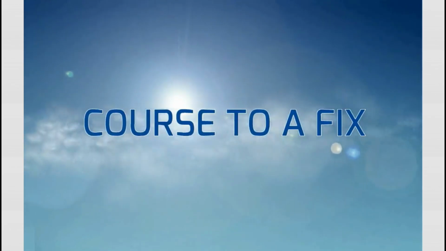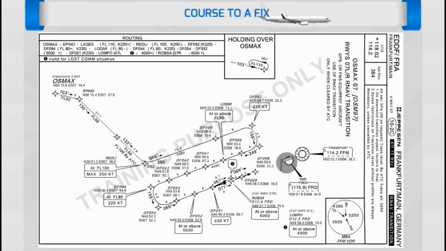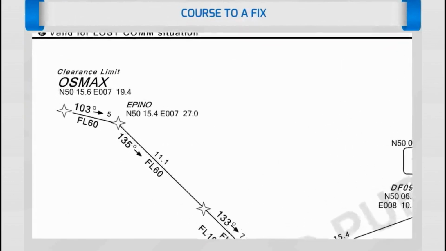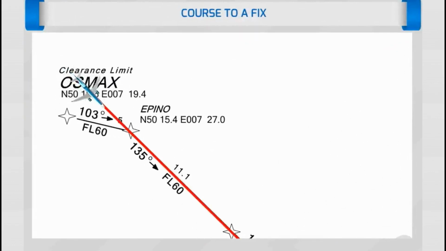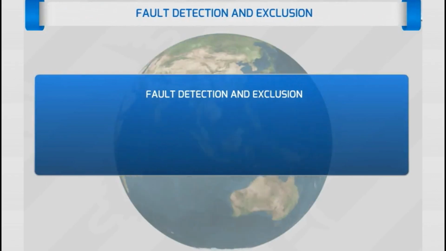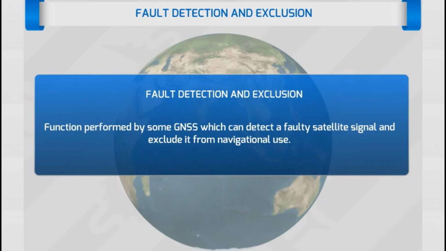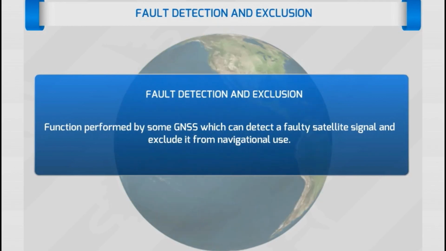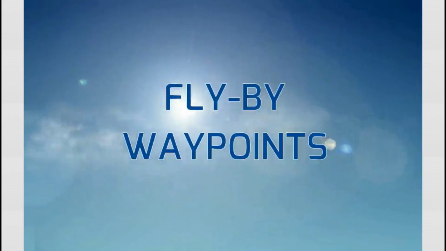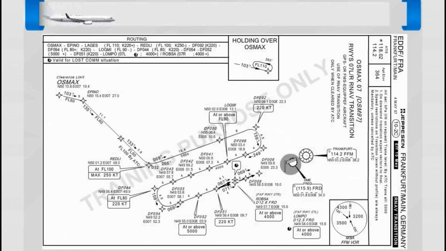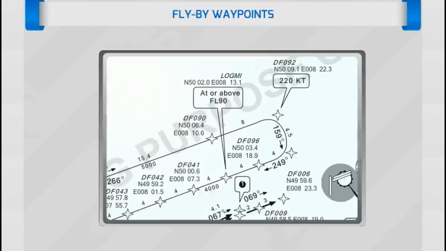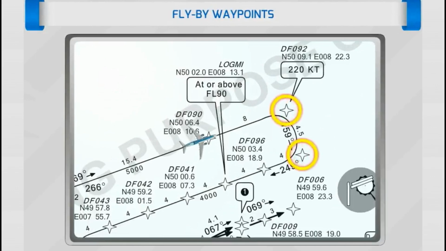Course to a fix. A heading given by ATC in the form of a radar vector, or cleared direct to some fix, which ATC must compensate for, known wind drift. Fault detection and exclusion. Function performed by some GNSS which can detect a faulty satellite signal and exclude it from navigational use. Flyby waypoints. Where the navigation system anticipates the turn onto the next route leg, the aircraft turns early to intercept the new course on center line.